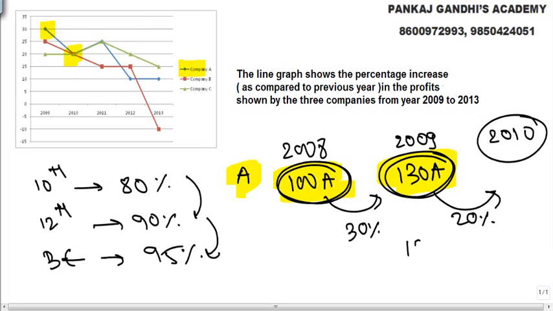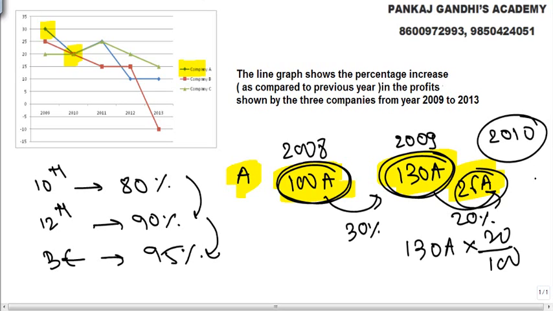20%. 20% of 130A. So it will increase by 26A, and it becomes what here? 156A. What I said? If it was 100A in 2008, to 2009 में पिछले साल के मुकाबले 30% increase, 130. Now it's 20% increase, 20% increase on 130. 130 का 20% is 26. So that's how we should be taking. I hope you are able to understand.